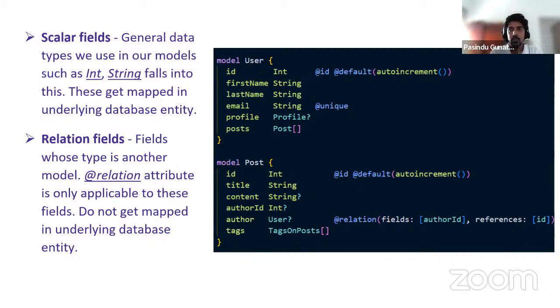So this is used to represent the mappings between the entities in the underlying database tables. But the thing is, although this is a virtual representation, it's not going to get mapped into the underlying tables.